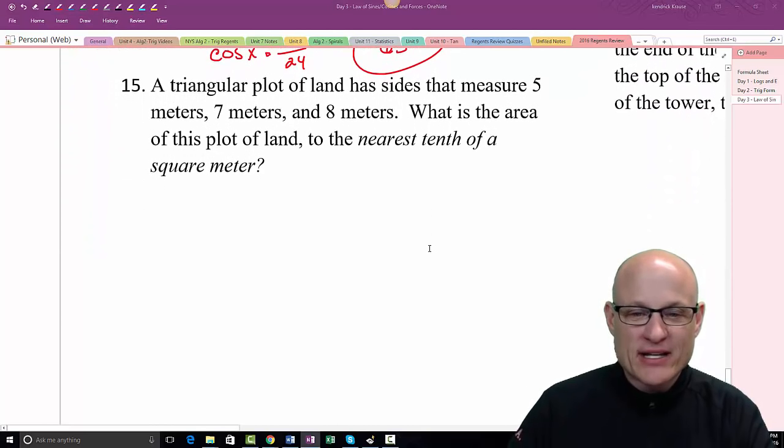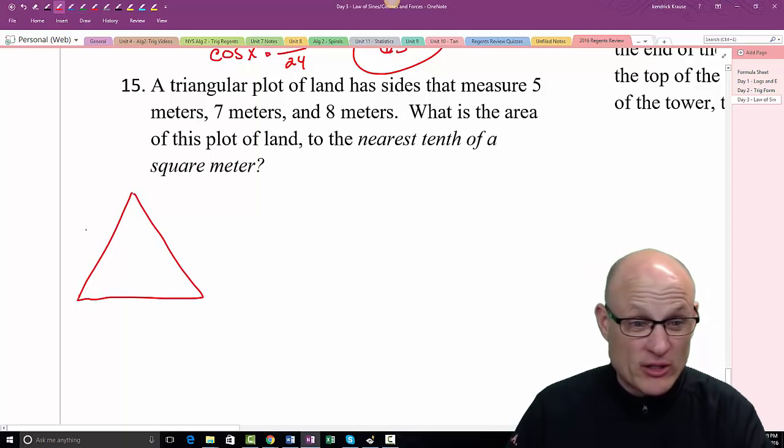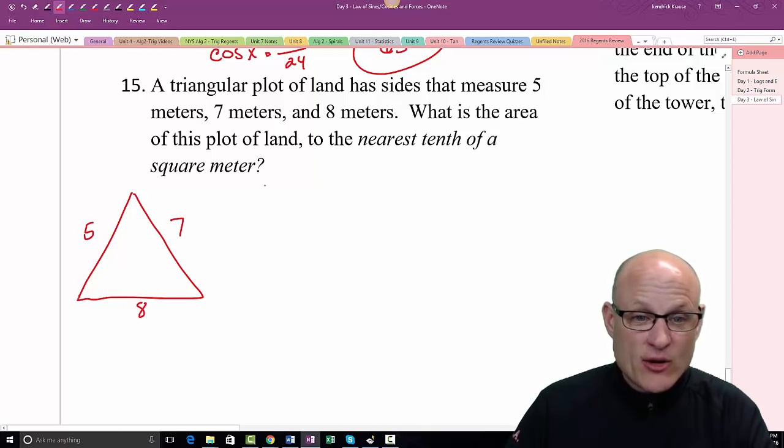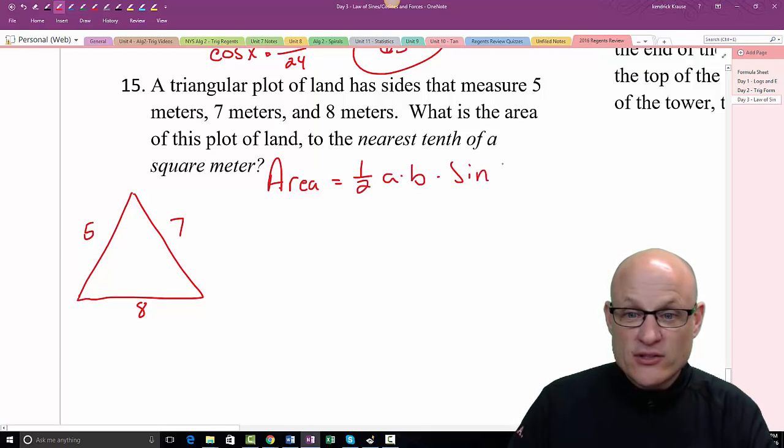A triangular plot of land has measures 5 and 7 and 8 meters. What is the area of the square thing? So I'm going to tell you right now that this is a 4-point question. It could actually be a 6-point question, but I'm going to make it a 4-point question. 5, 7, 8. Now, the only area formula I know, and I know they use K, I hate that formula. So 1/2 A times B times the sine of C.